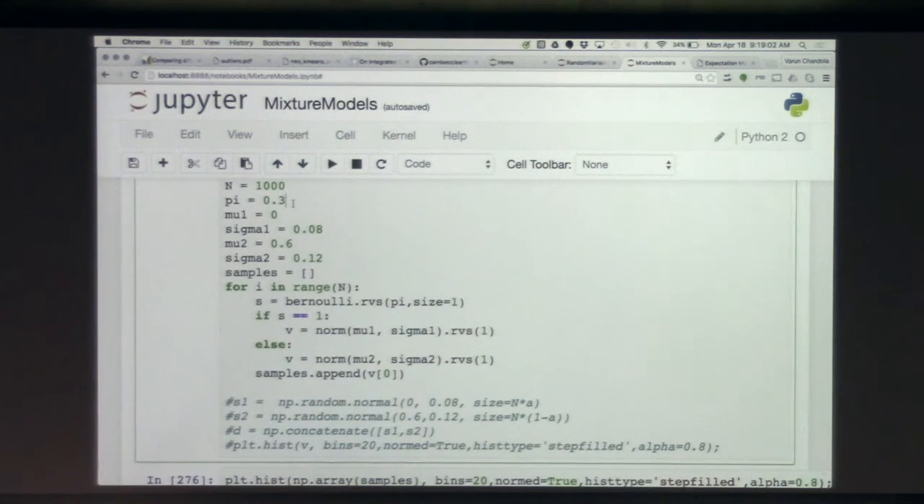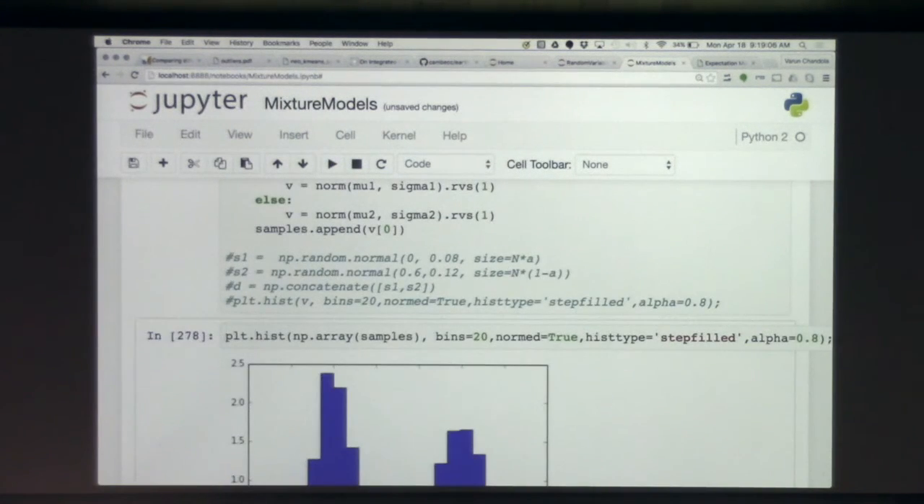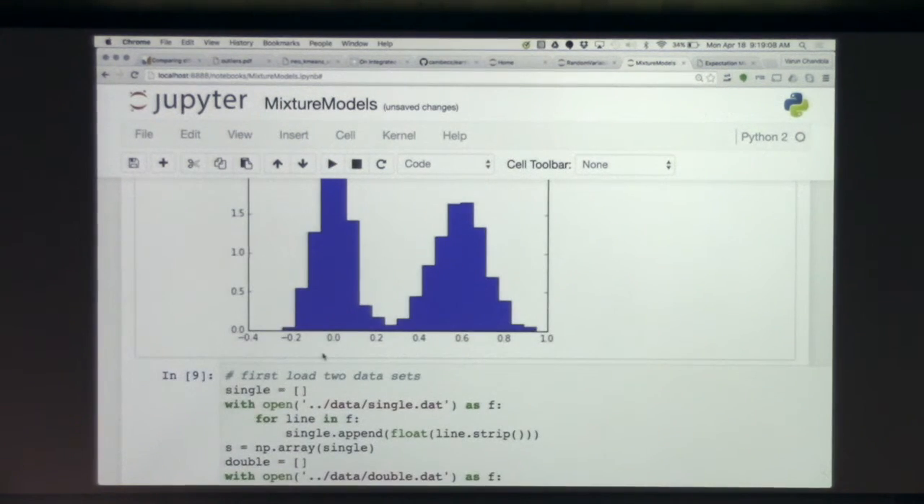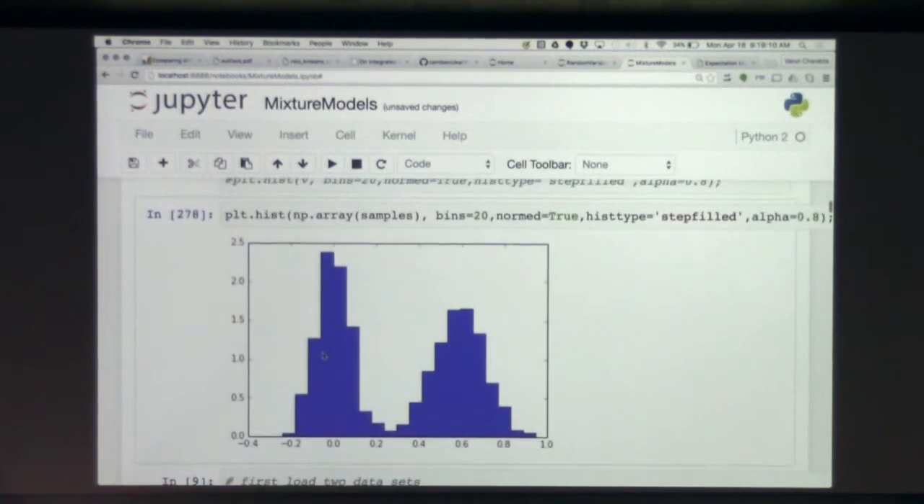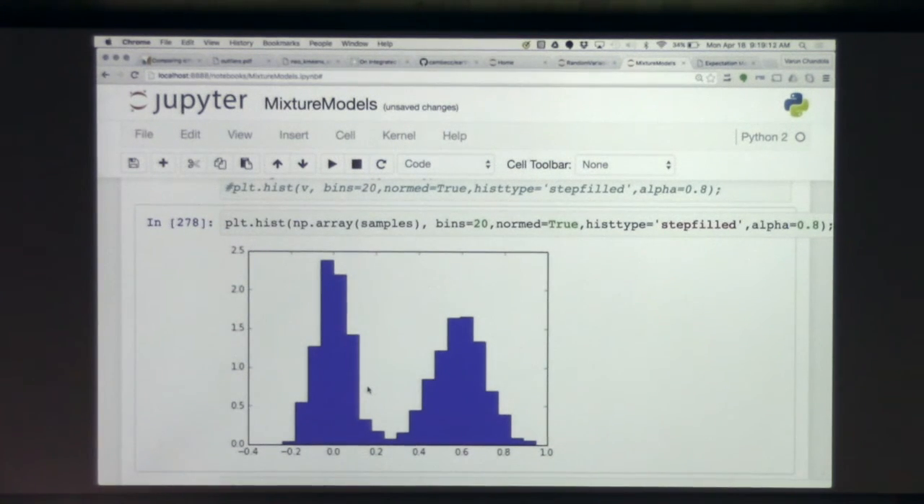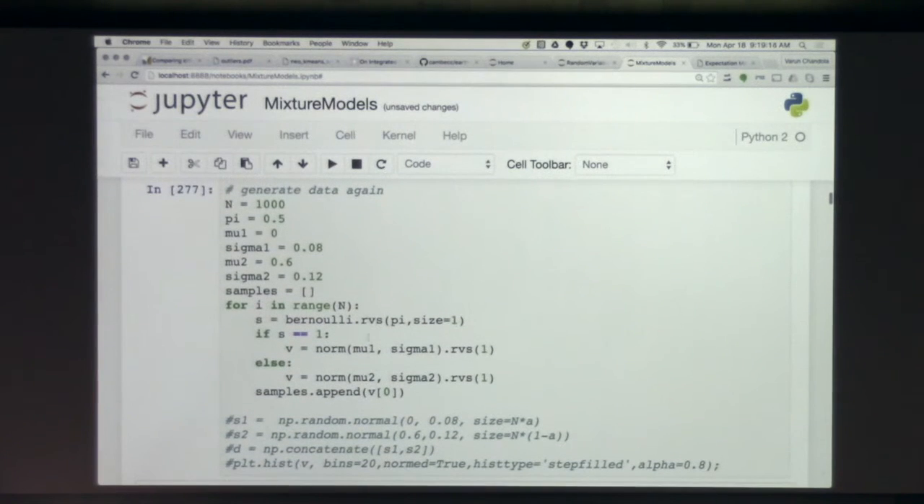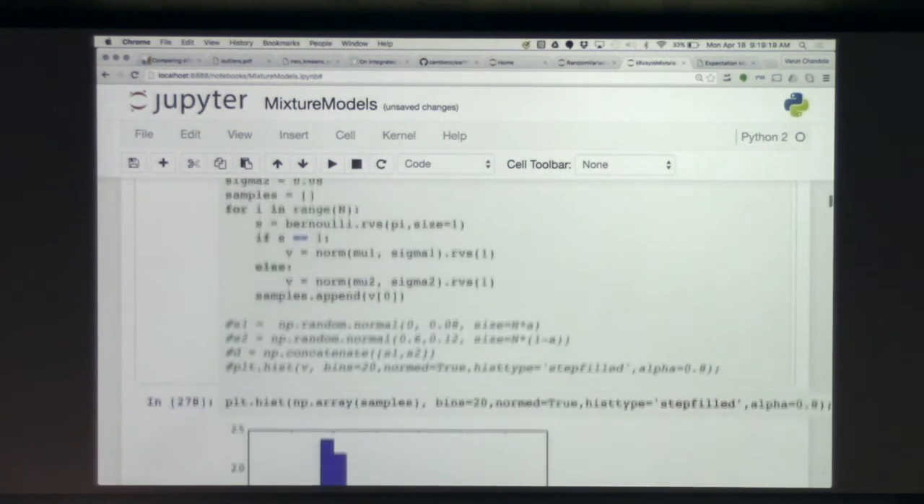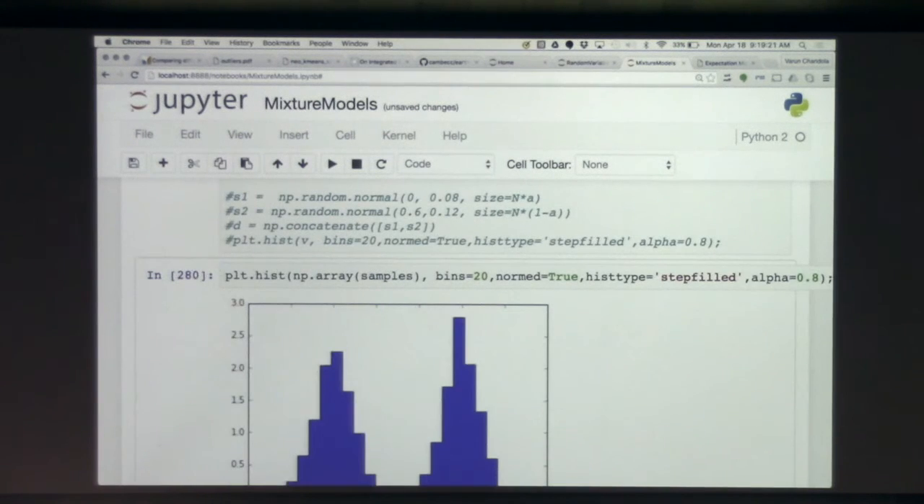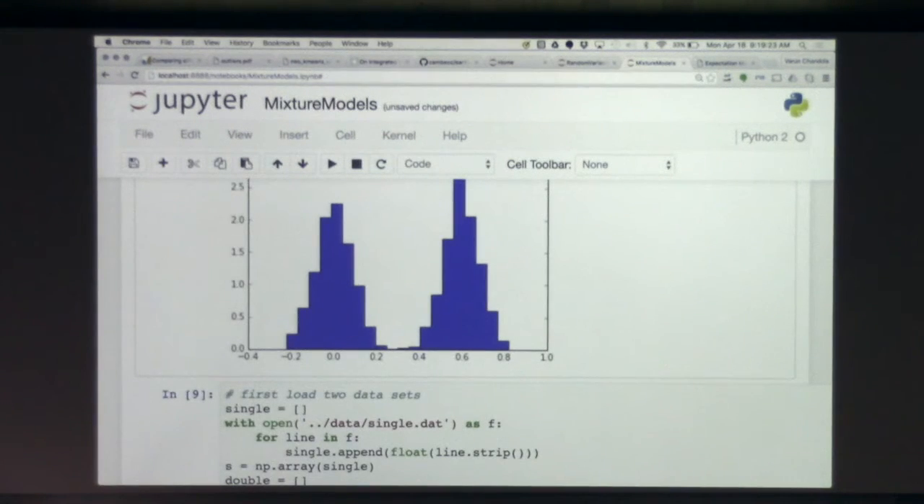So if I change my pi, make it 0.5, that means that both of them are equally sampled, then the general volume would be the same. Now in this case, this looks thinner because its sigma is small. So otherwise they'll look exactly the same. In fact, if I make this like this, it's generally the same. So that is the idea behind how the mixture model generation works.